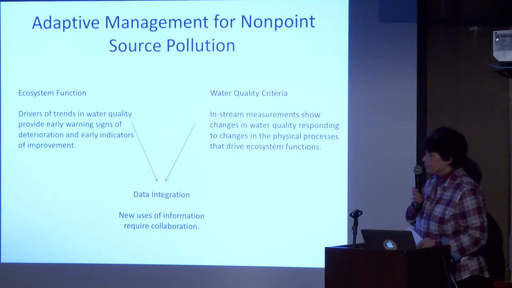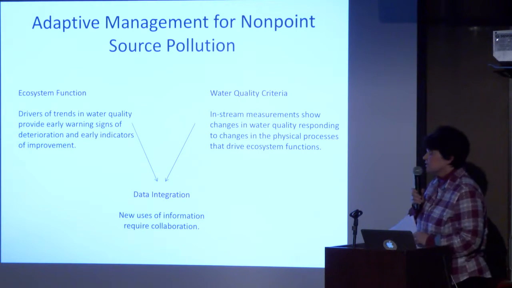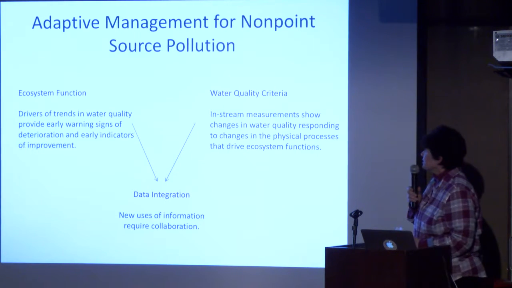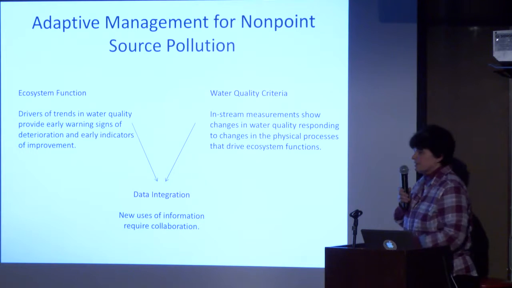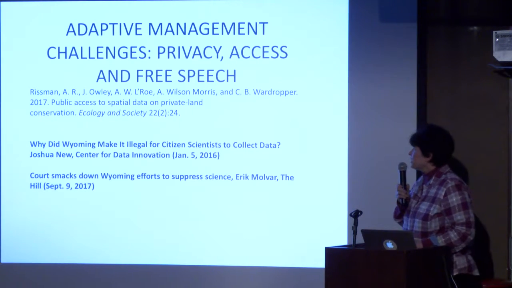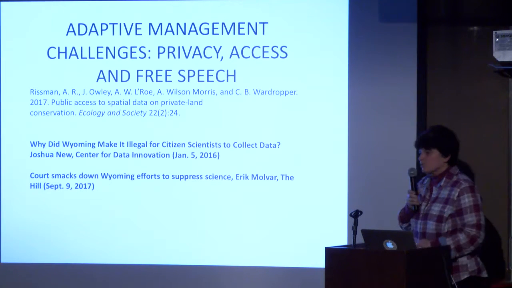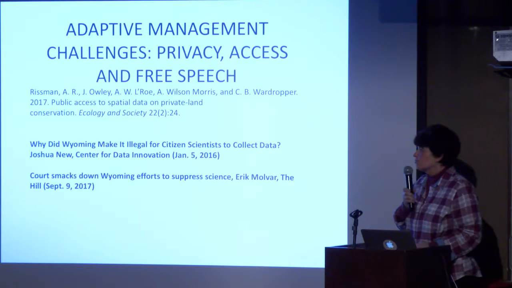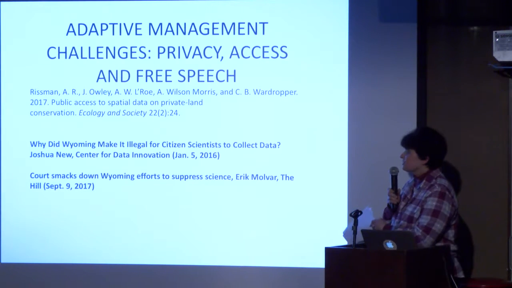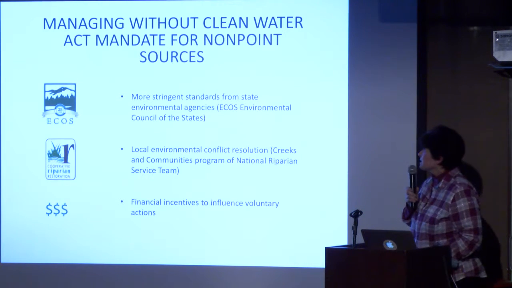Adaptive management for non-point source pollution combines ecosystem function, to look at early changes in physical processes, with water quality criteria, integrating the data. Adaptive management has challenges in privacy, access, and free speech. There are examples where public access to spatial data on private lands is a real problem, and citizen science for pollution data has caused a real legal flap in Wyoming.